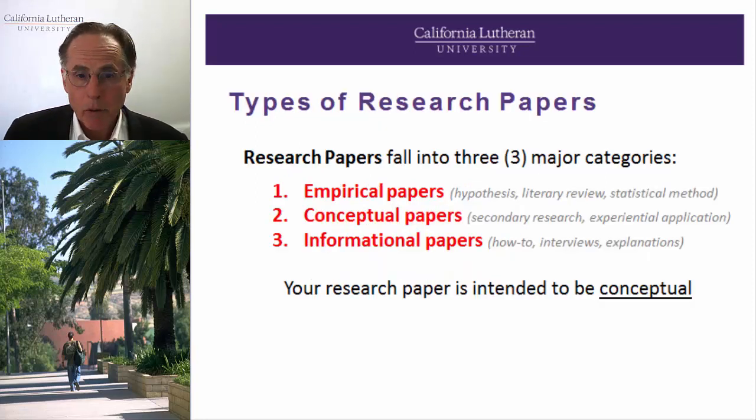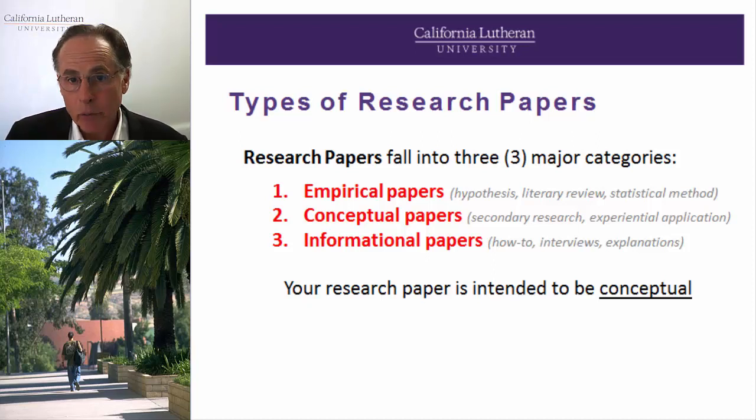Research papers fall into three major categories: 1, empirical papers; 2, conceptual papers; and 3, informational papers. Empirical papers are generally written by academics who apply scientific method in researching a specific topic with the specific intent of adding to existing discipline knowledge.